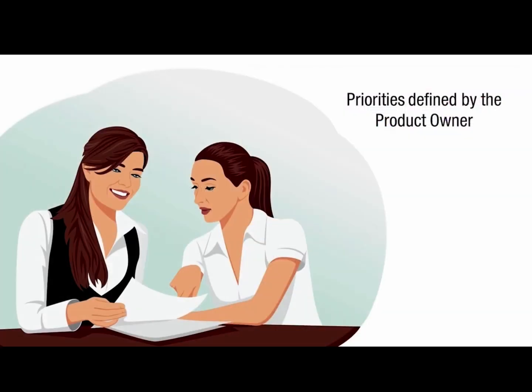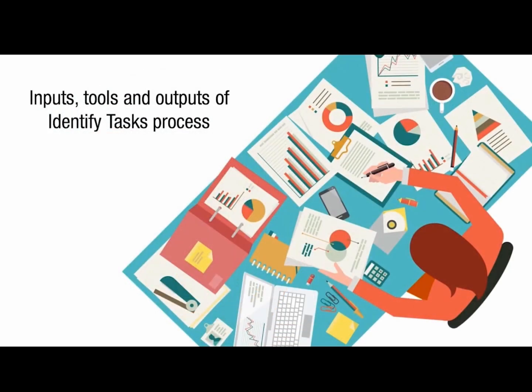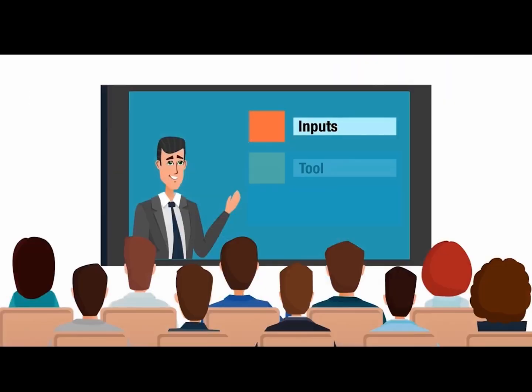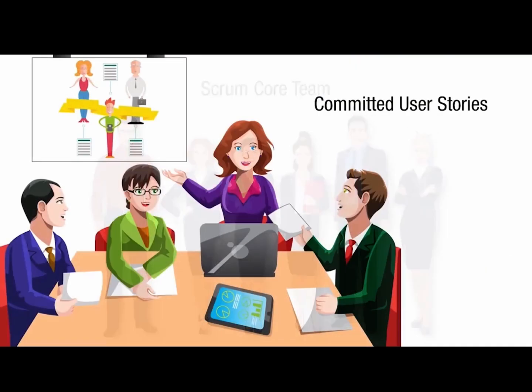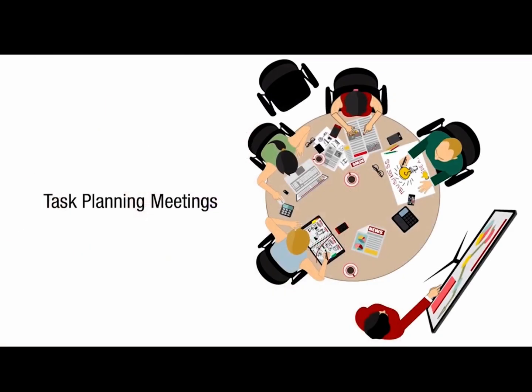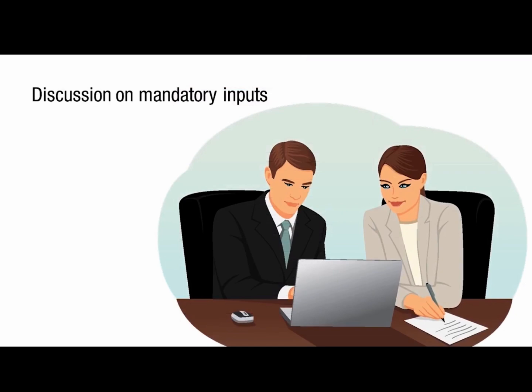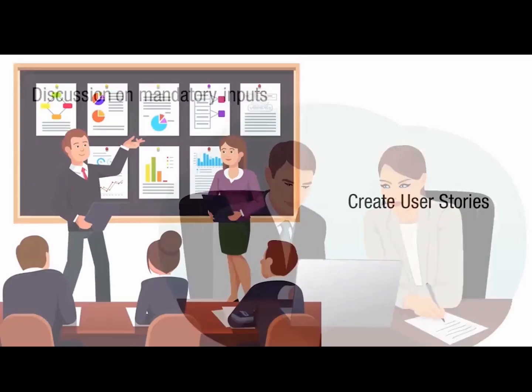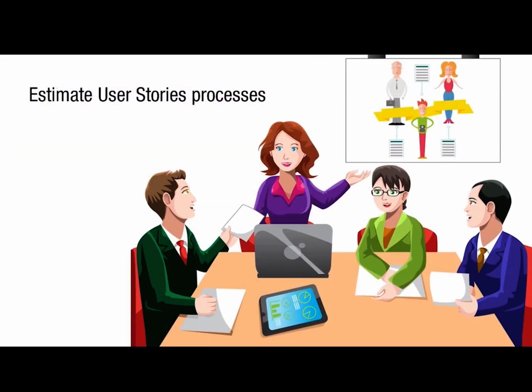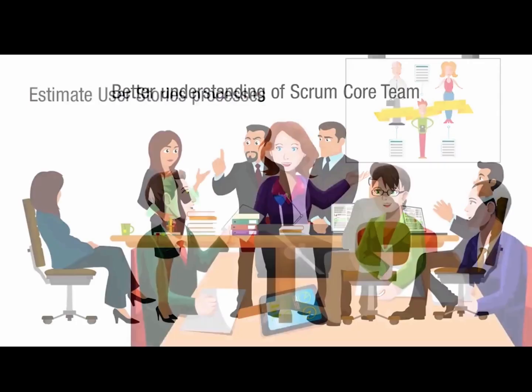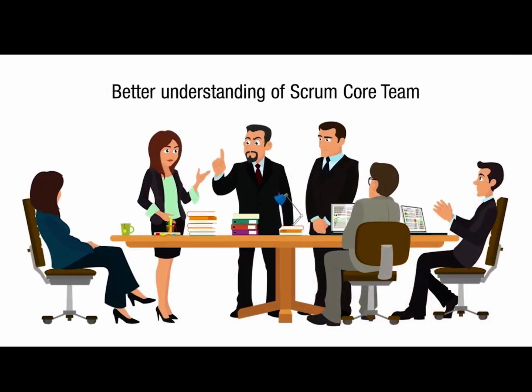Now let's discuss the mandatory inputs, tools, and outputs of Identify Task process. The mandatory inputs, tools, and outputs of this process are Scrum Core Team, Committed User Stories, Task Planning Meetings, and Task List, respectively. Please refer to the discussion on the mandatory inputs of the Create User Stories and Estimate User Stories processes for a better understanding of Scrum Core Team.